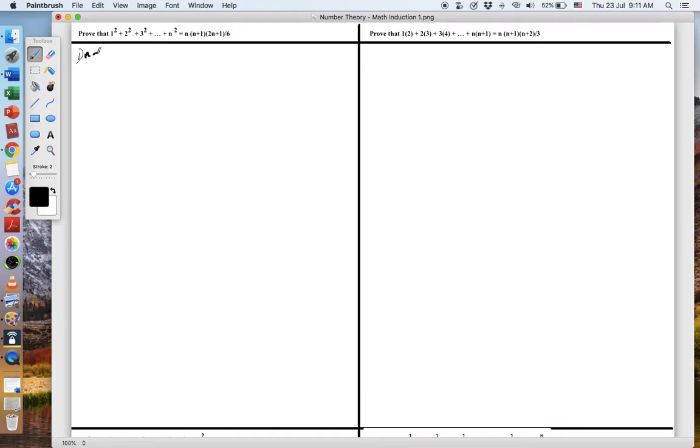So we need to show n equals 1, in which case we have just 1 squared. We get the last term there, and that is all going to be equal to, just substituting 1 for n, 1 times 1 plus 1, times 2 times 1 plus 1, all divided by 6. We're going to carry out our arithmetic here. We've got 1 times 2 times 3 over 6, which equals 1. So that's true, check.